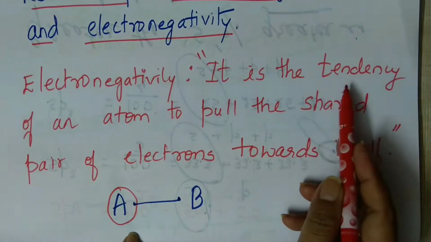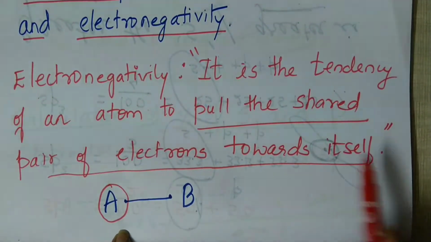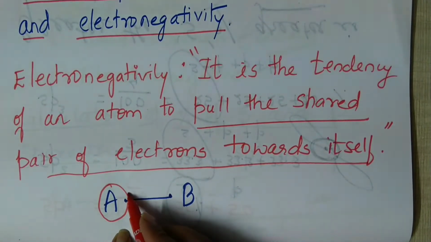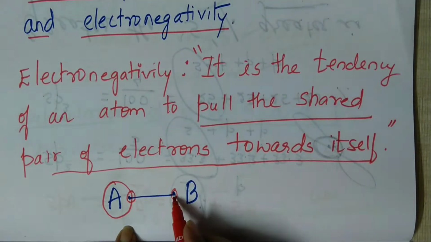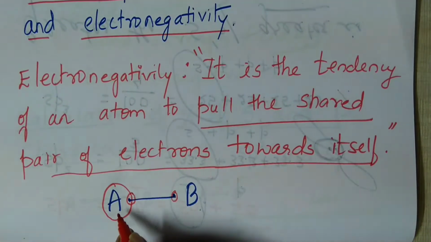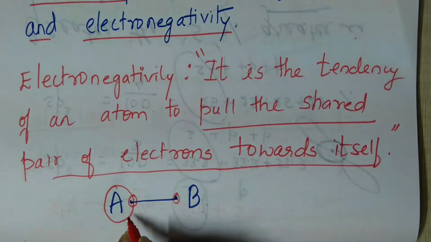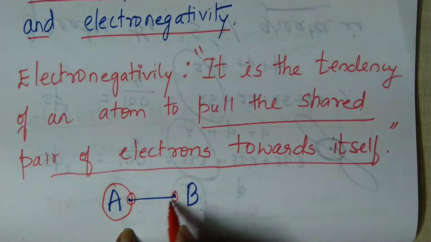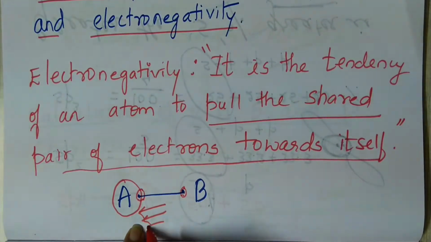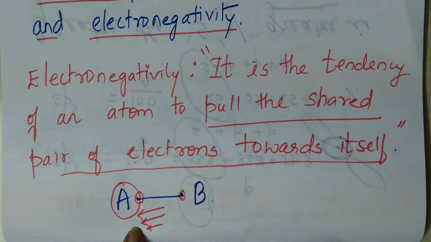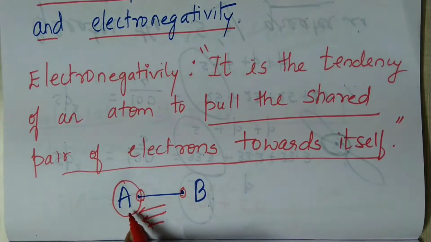It is the tendency of an atom to pull the shared pair of electron towards itself. So, which are the shared pair of electrons? One is sitting here, another one is sitting here, and these are the shared pair. So, atom A is more electronegative. It means it is very greedy. So, what it will start doing? It will start pulling these electrons towards itself. Understood? And this property is called as electronegativity.